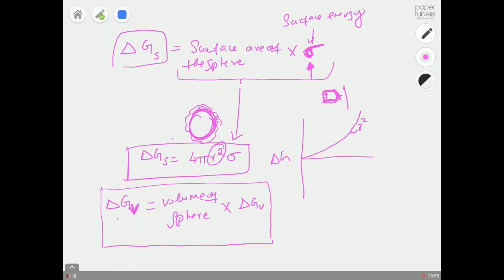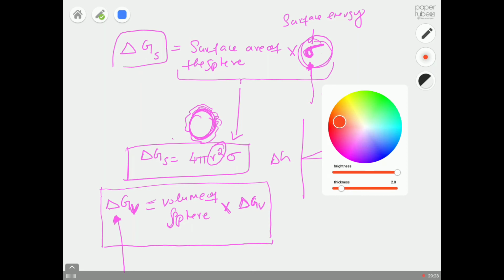So the net free energy to create the volume, to be precise, is the net free energy that we need in excess of the bulk solution to create some volume. It's equal to the volume of the sphere multiplied by delta GV. So in the above you see the surface energy, this part. Let me change the color. Here you have delta GV. This is capital V, this is small v.